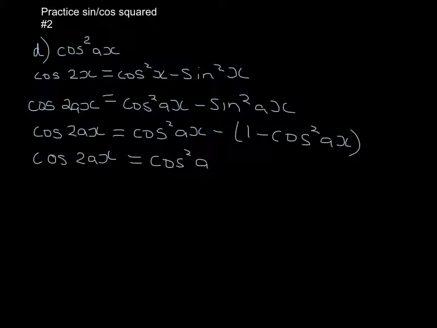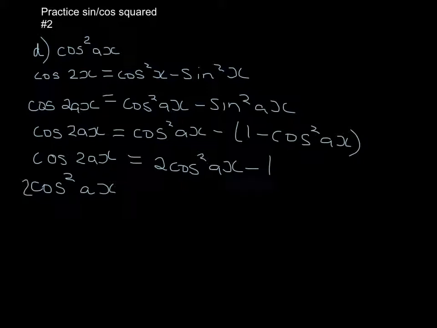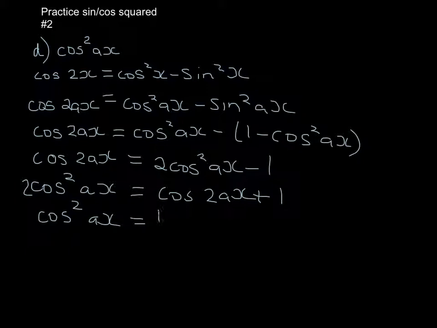Oops. No, it doesn't. I'm simplifying it. Equals 2 cos squared ax minus 1. And then we make cos squared ax the subject. Start with the 2 there. Okay, and the last step is to divide everything by 2, which is where we get our halves. A half cos 2ax plus a half, and that's what we're going to find the primitive of.